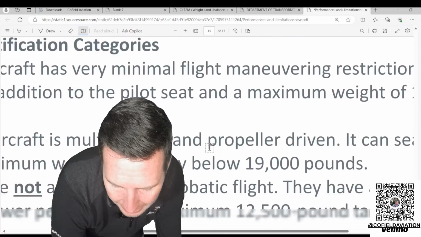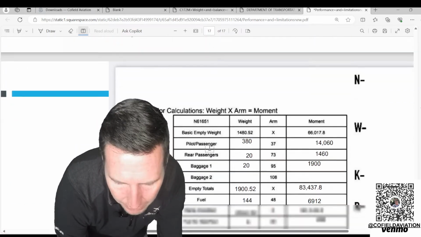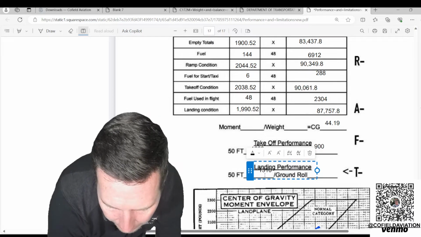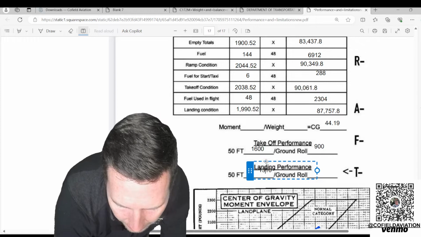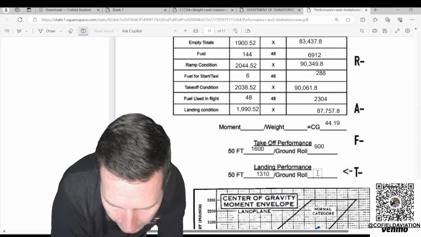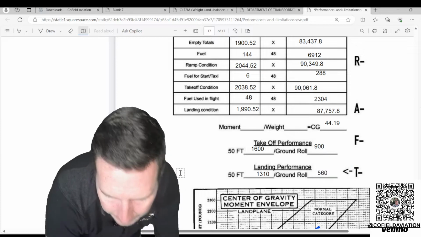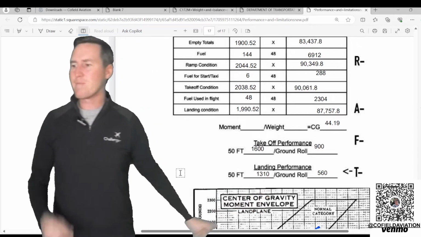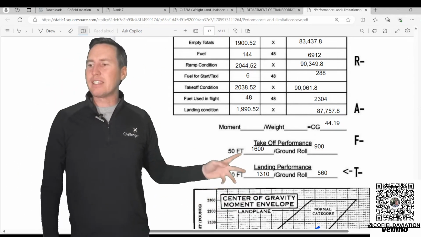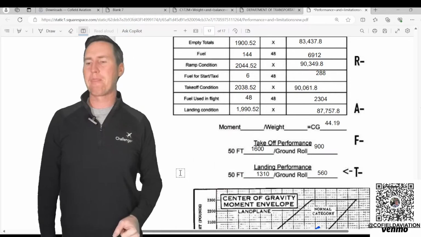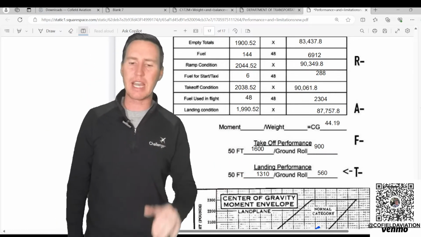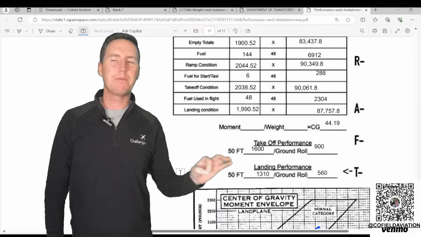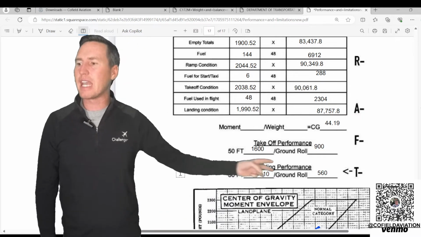So, boy, it's a lot easier to do the landing data though, right? Because they don't really give you much there. Okay. So we said 1310 to clear a 50-foot obstacle, and then we said 560 ground run. Okay. So here's our takeoff performance. Here's our landing performance. All right. Now, this is calculated performance. And right off the ACS, we're going to look at it in just a second. Right off the ACS, it talks about calculated versus actual performance. All right. So this is calculated performance.